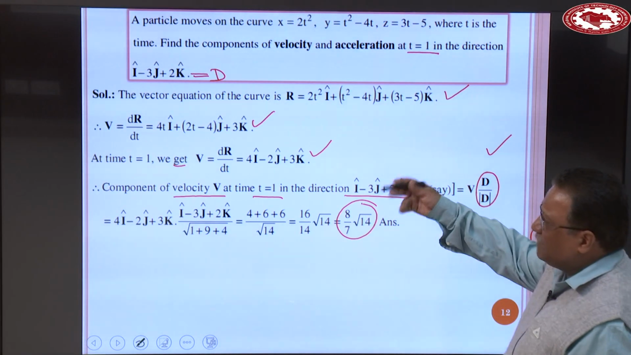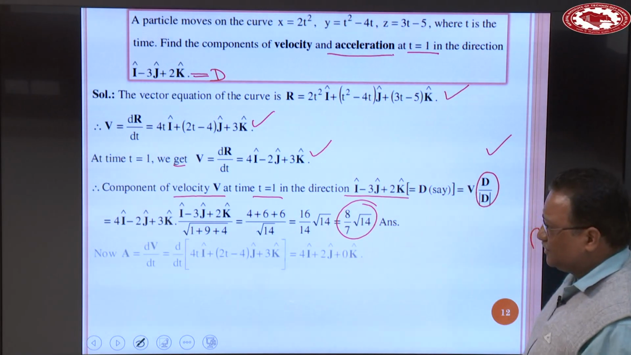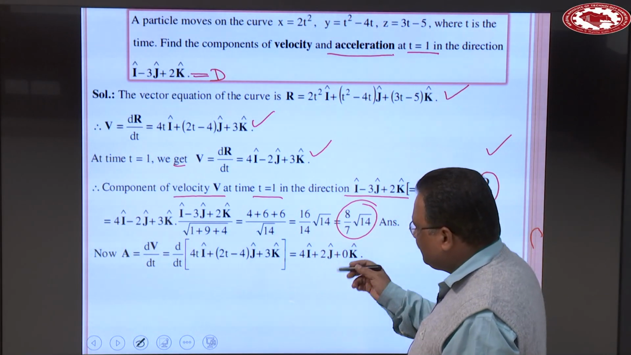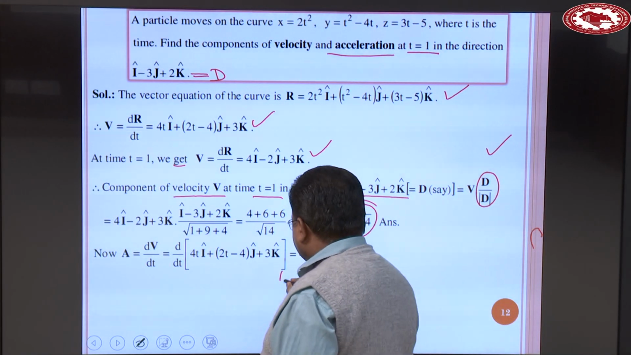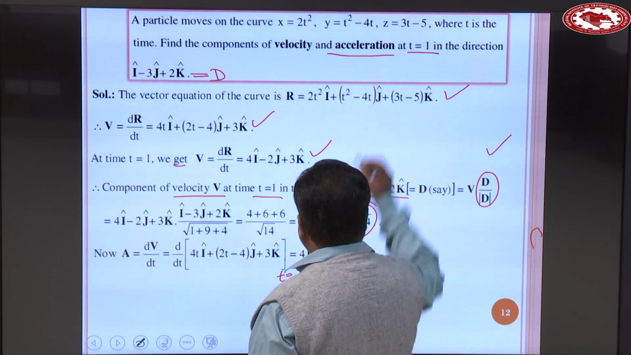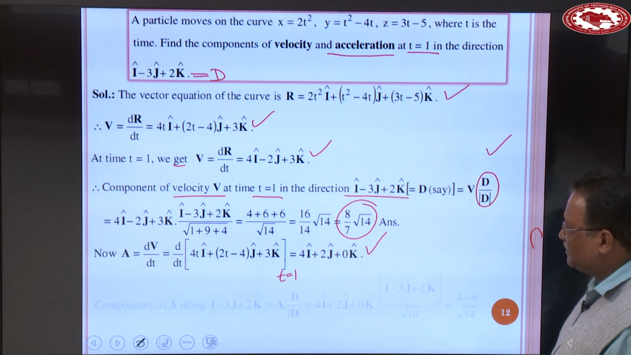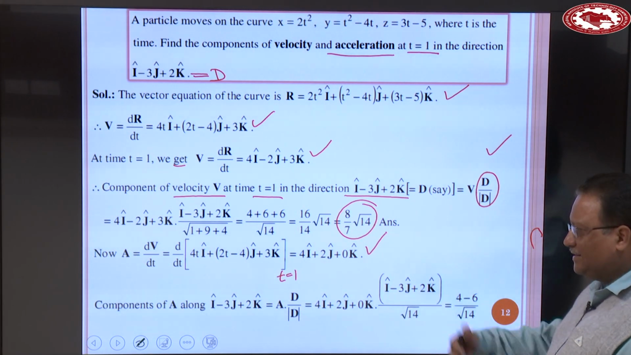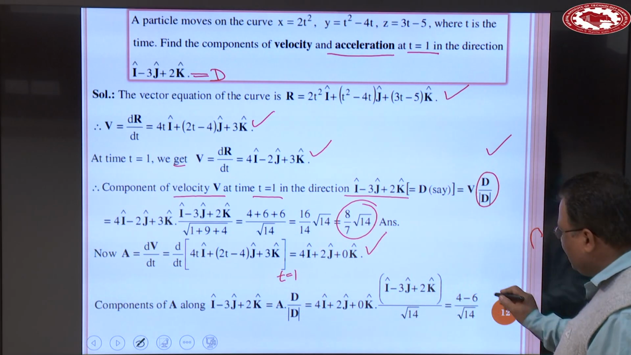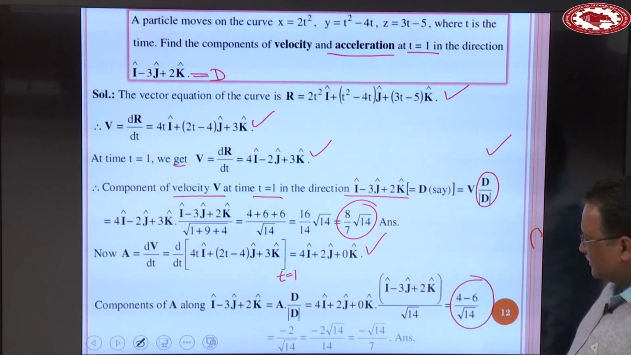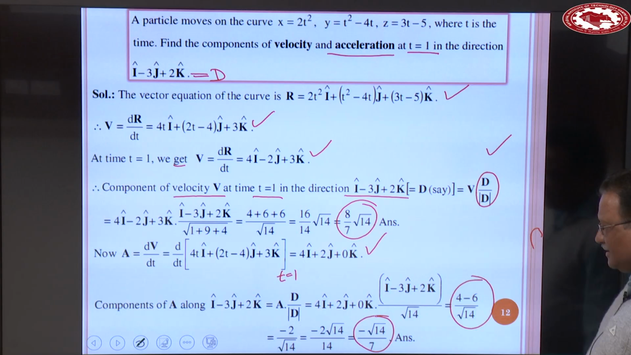So, that one is component of velocity, but our second part is component of acceleration. So, acceleration is dv over dt, and dv over dt at t is equal to 1, okay. So, we get 4 i cap plus 2 j cap plus 0 k cap. Then what is the component of a along this direction? a dot d over magnitude of d. Okay. So, simplify, you will get this result, minus under root 14 divided by 7.